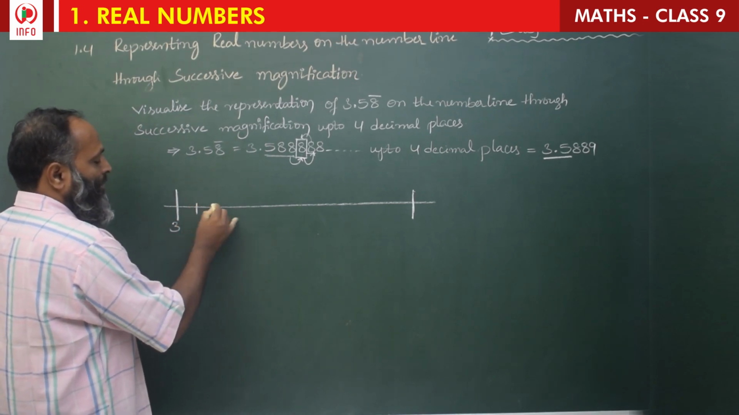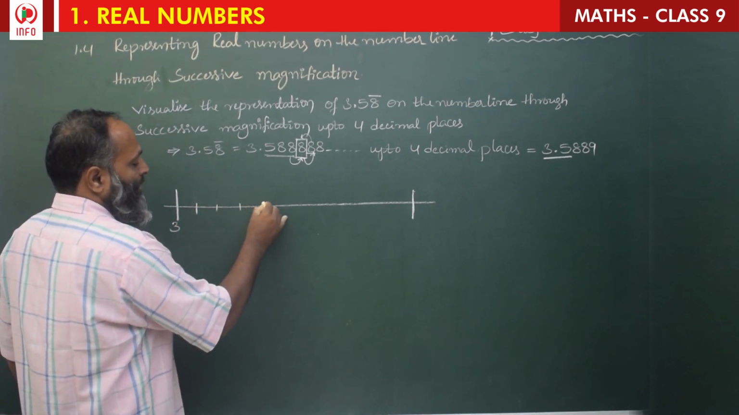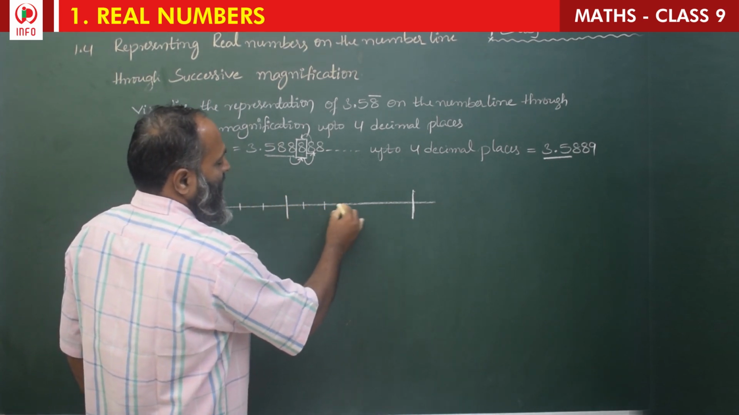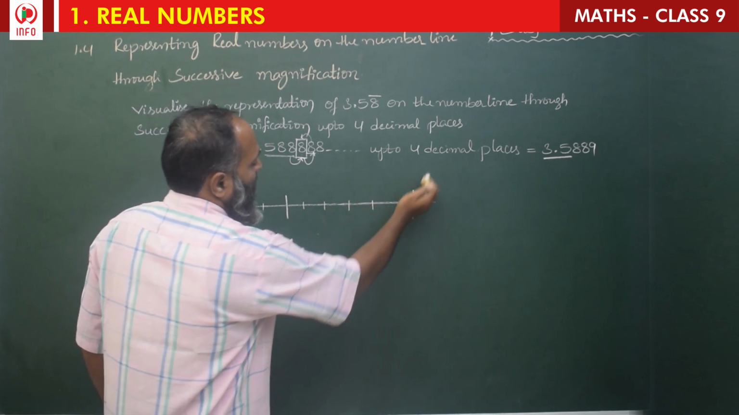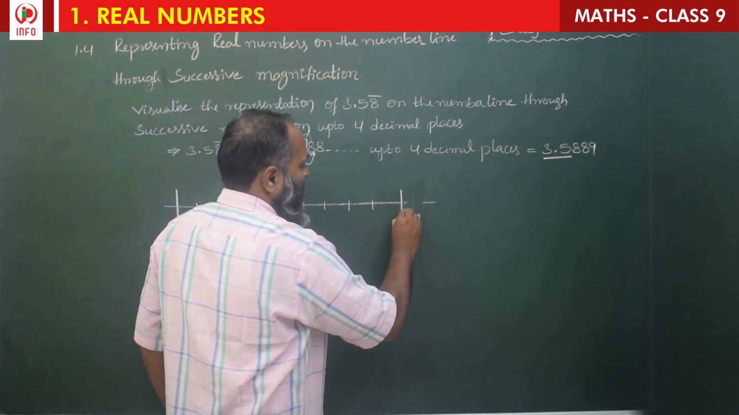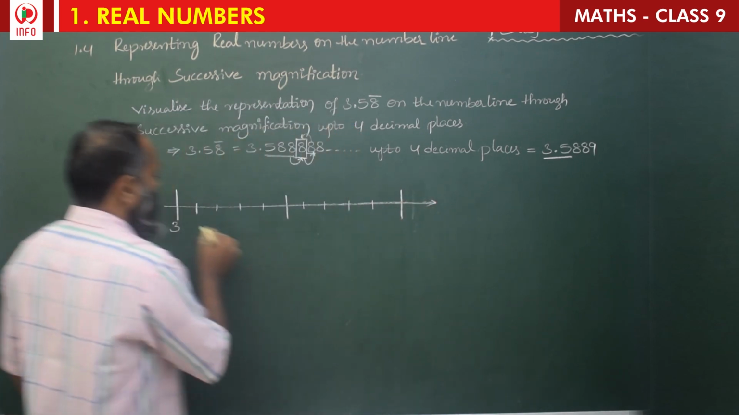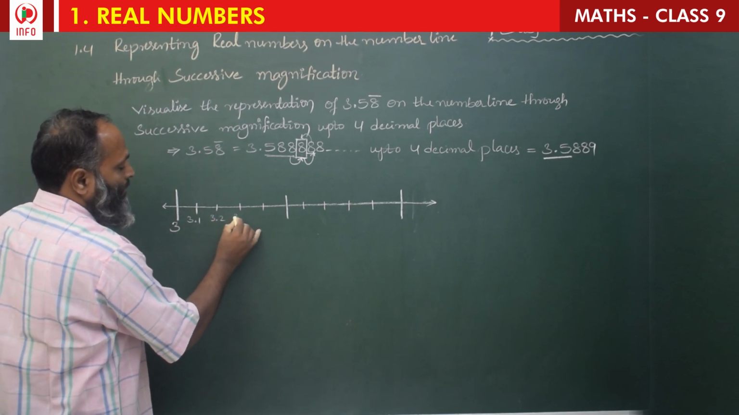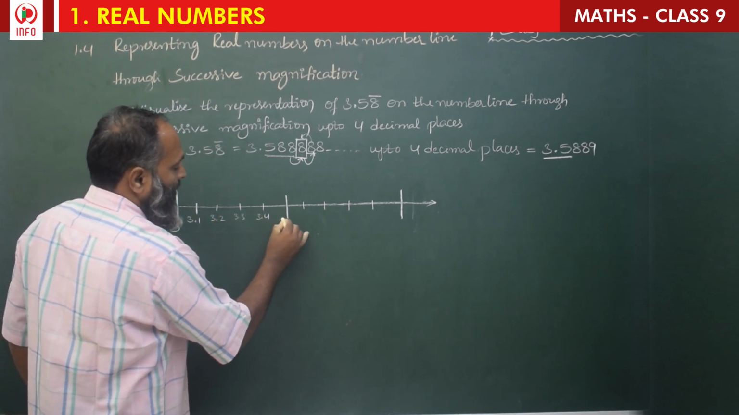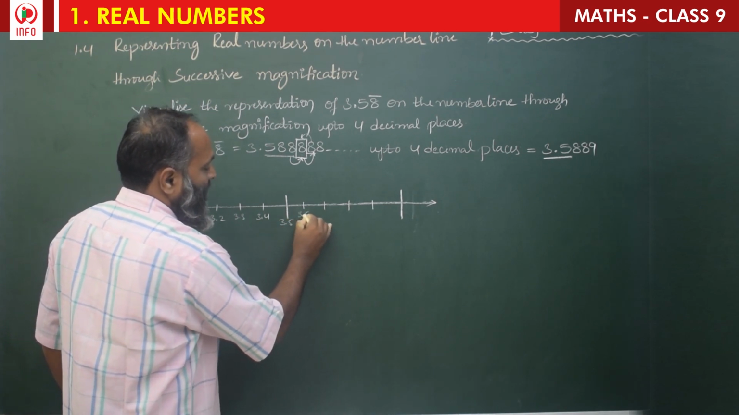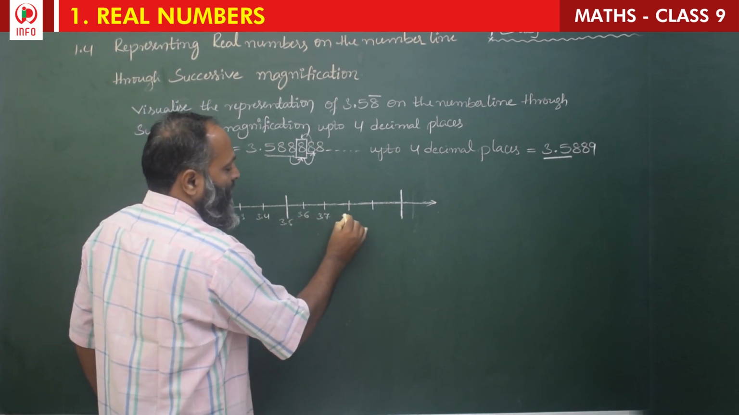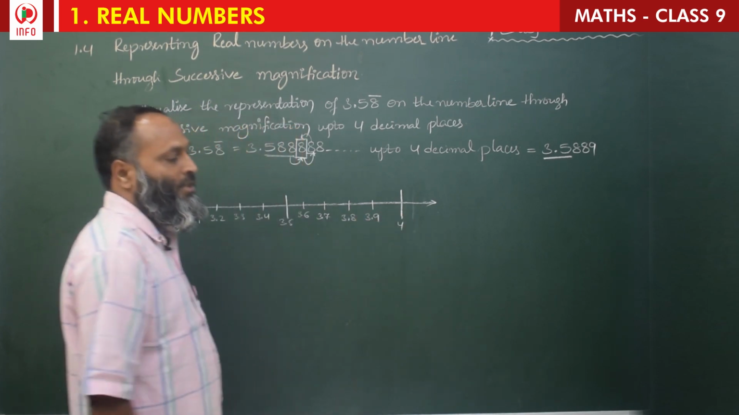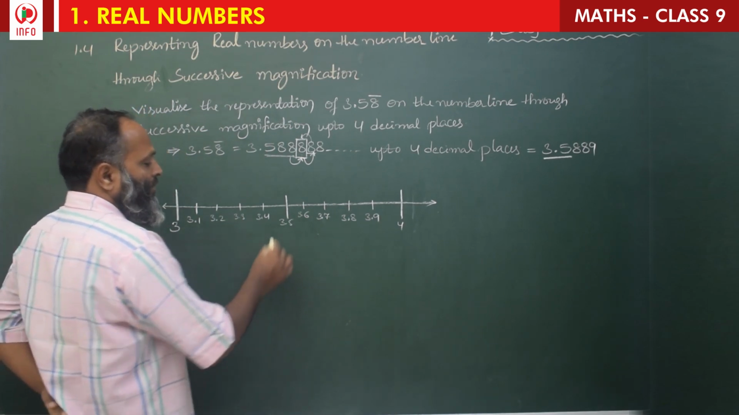This is 3.1, 3.2, 3.3, 3.4. This is 3.5, 3.6, 3.7, 3.8, 3.9, and this is 4. 4 means 4.0. So 3.5, where is 3.5? Here, this is 3.5.